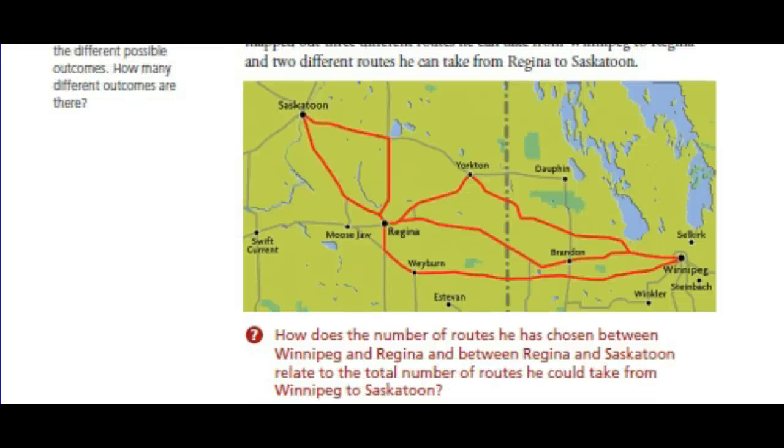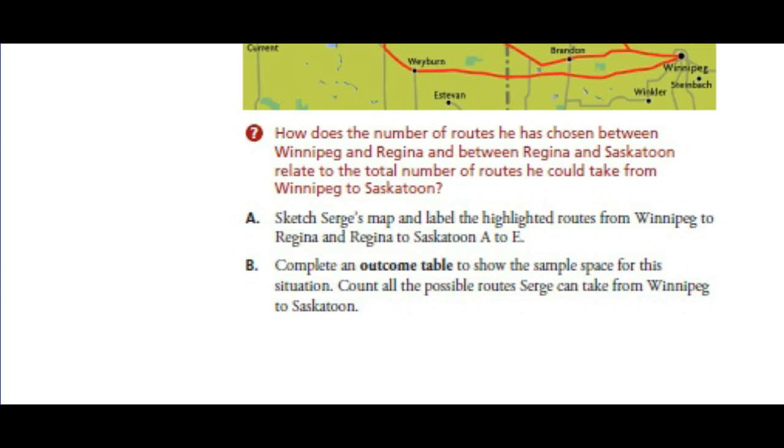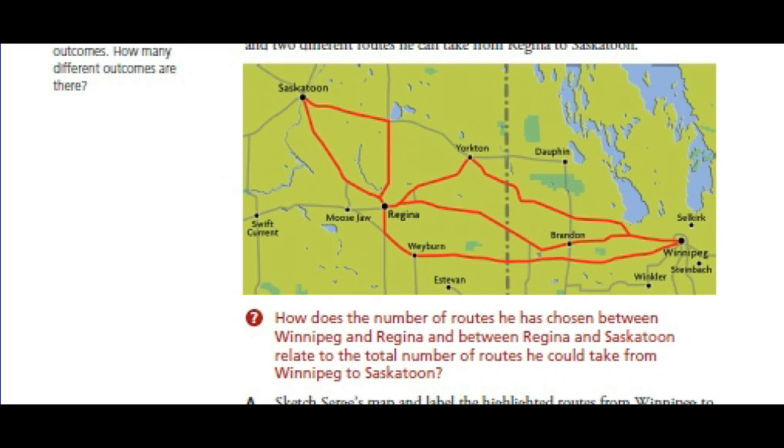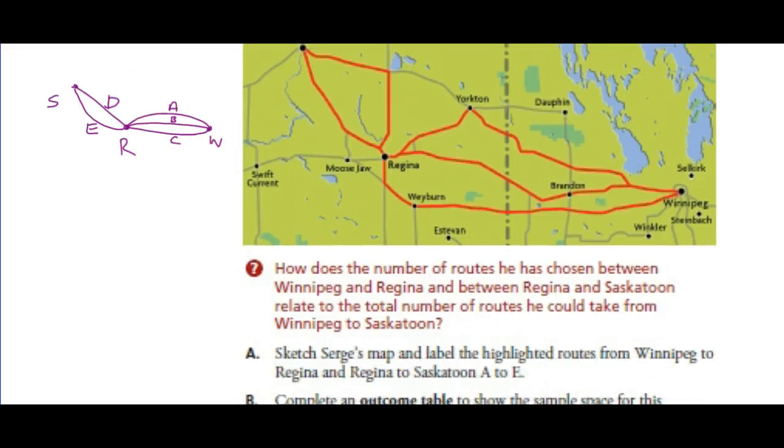2. Okay. So what we want to look at is sketch Serge's map and label the highlighted routes from Winnipeg to Regina and Regina to Saskatoon as A to E. So we can just do this off to the side, or you can do this on a blank piece of paper, right? So here's Winnipeg, here's Regina, here's Saskatoon, right? And so we've got this route, this route, this route, and then this route, this route. Okay, and if we label them, let's call this route A, this is route B, this is route C, that's D, and that's E. Okay, so we've got the 3 routes from Winnipeg to Regina and the 2 routes from Regina to Saskatoon.